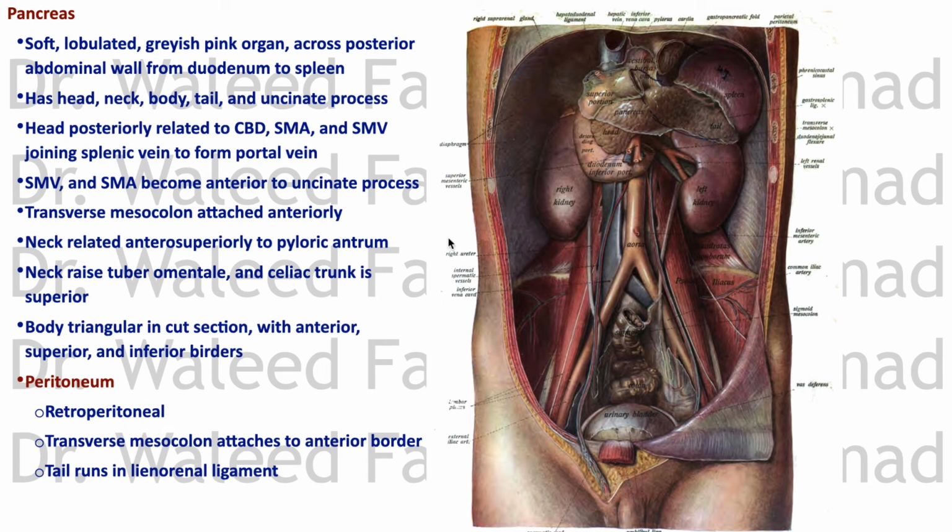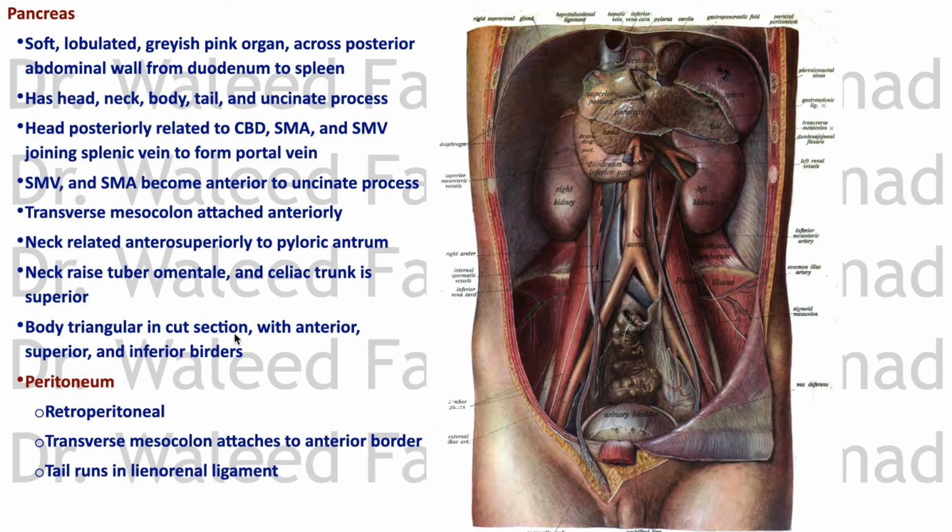The neck is related anterosuperiorly to the pyloric antrum, and if you put all the organs together in anatomical position, you will find that the neck pushes the lesser omentum against the liver, in an area or eminence on the liver that fits with the lesser curvature of the stomach, called the tuber omentale. The tuber omentale will be discussed when we study the liver, I think next lecture.